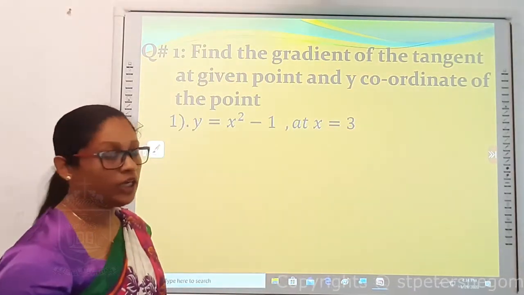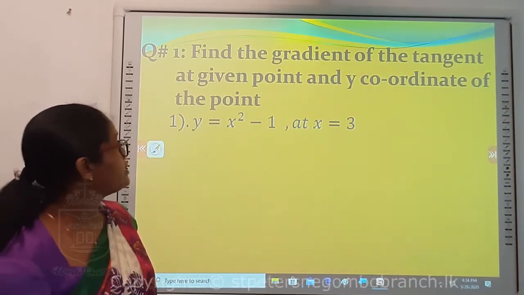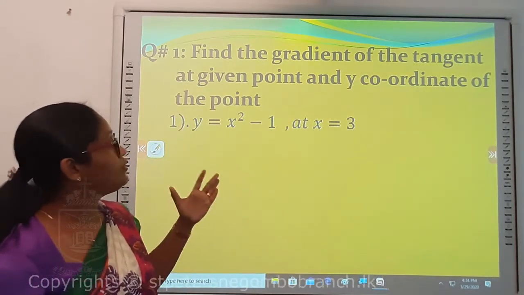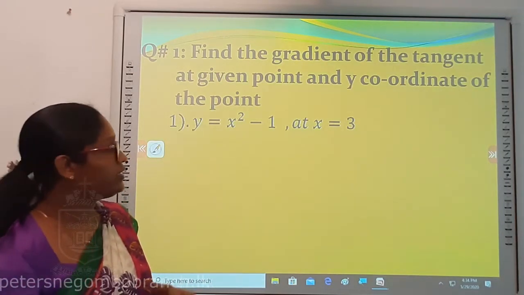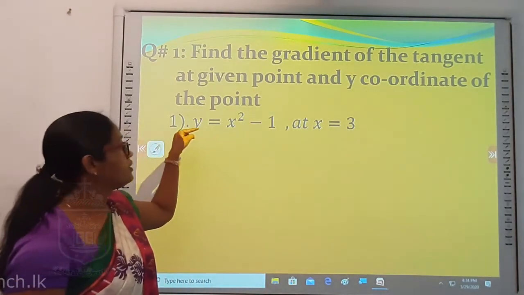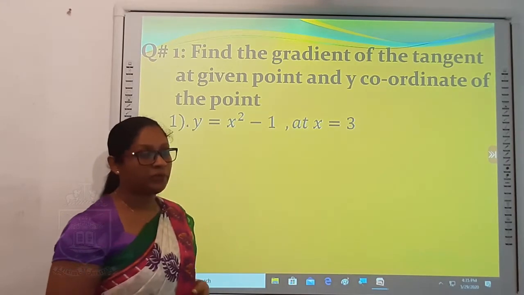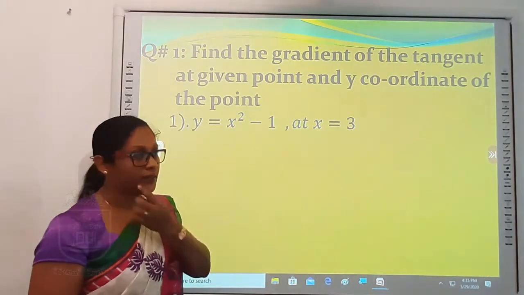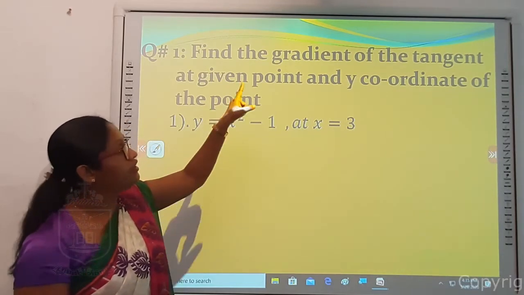The first question that I hope to discuss with you is this: find the gradient of the tangent at the given point and the y coordinate of the point. The point given here is x equals 3. The function describing the graph is y equals x squared plus 1. I think you remember this is a parabola. Now what are we going to find? The gradient of the tangent.